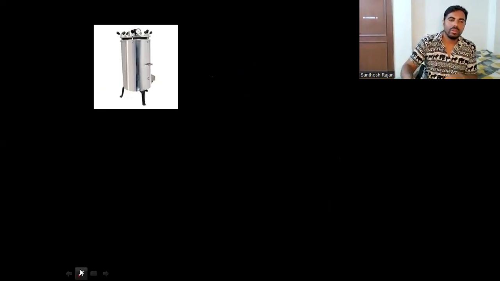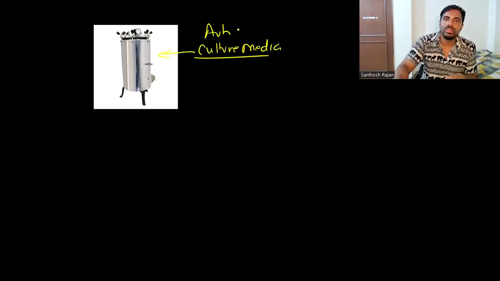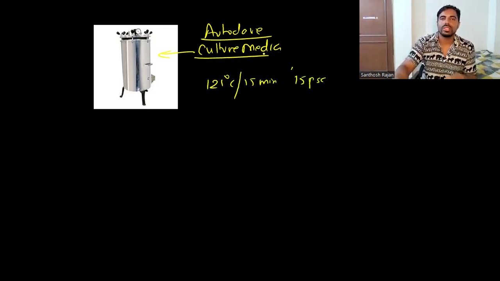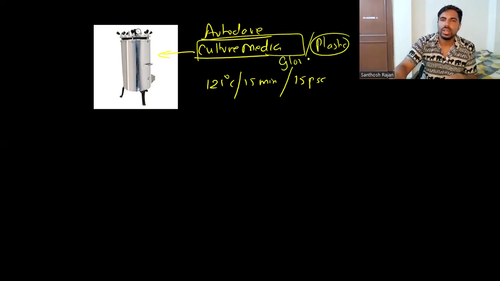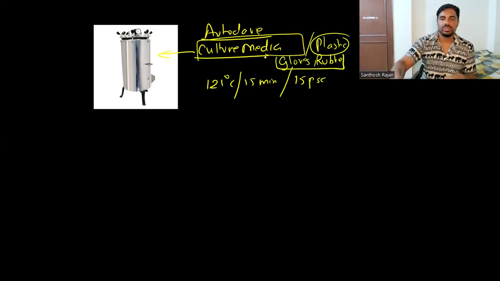That's it. Autoclave, I'm not going to talk about this, as you already discussed a lot. The best for all culture media is autoclave: 121 degrees Celsius, 15 minutes, 15 psi pressure. This is common for all culture media and for anything plastic, gloves, rubber. These things will go in your autoclave. That's it. You have to remember this.